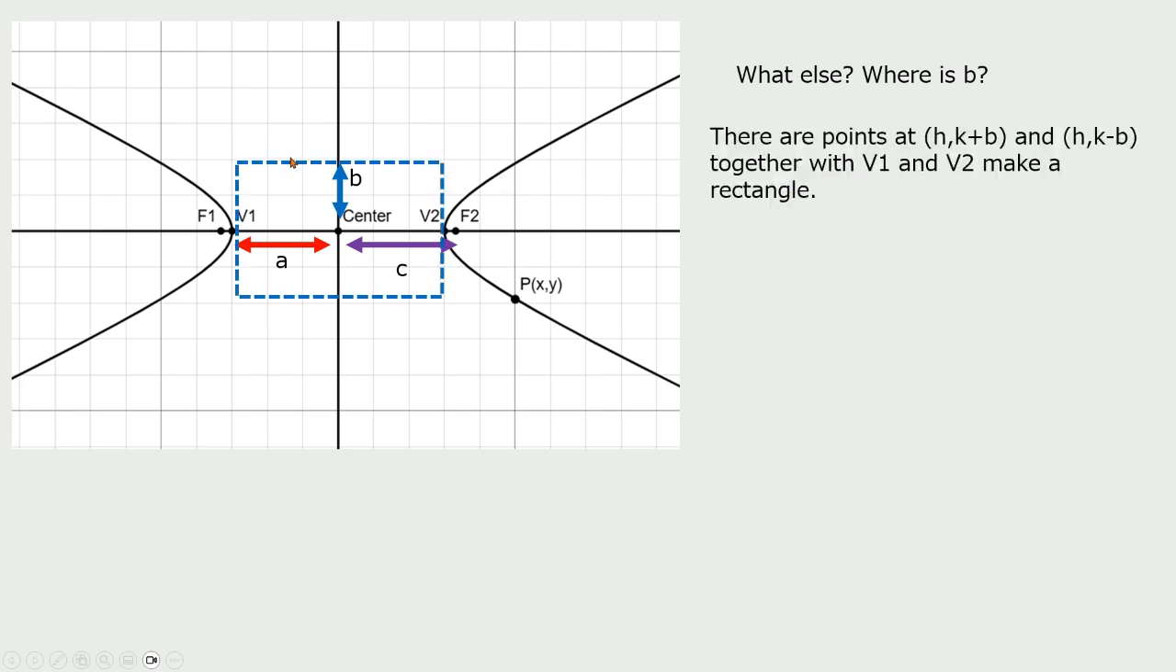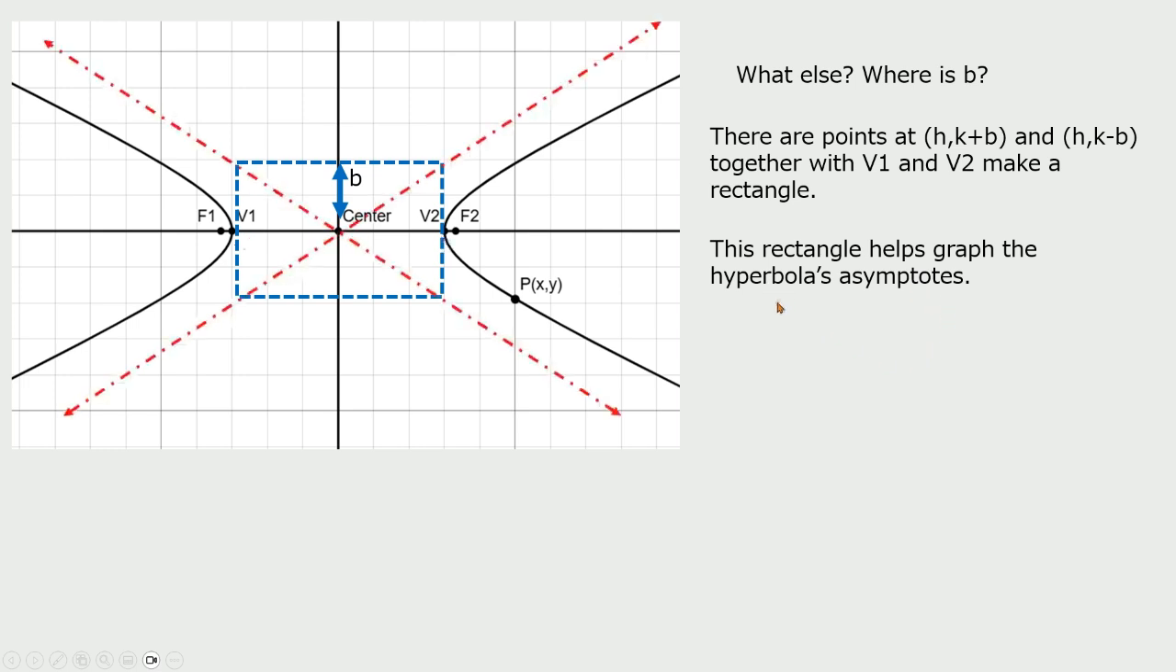There are 2 points. It's plus B on the y-axis and minus B on the y-axis. So together with the two vertices, it makes a rectangle. Sorry, it didn't touch V1, but that rectangle is supposed to touch V1 right there. And this rectangle helps graph the hyperbola's asymptotes. If you remember, an asymptote is an imaginary line that a graph does not cross. It just gets infinitely close to it. So those asymptotes go through the corners of the rectangle and the center of the hyperbola, and they go on forever just like the hyperbola.